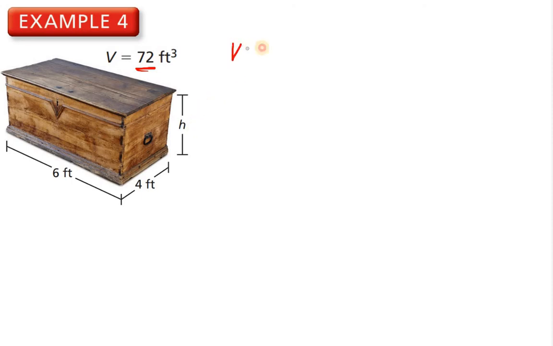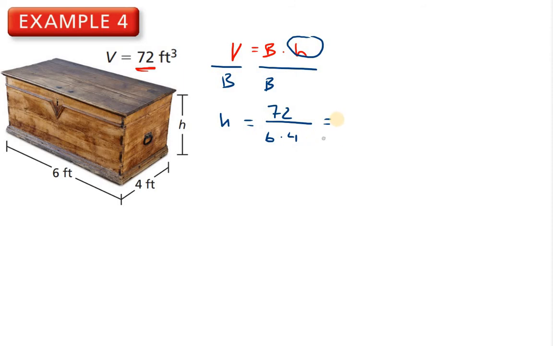So now if we know the volume, remember volume is base times the height. So if we want to find the height, divide both sides by the base to find the height. So the height is going to be the volume, 72, divided by the base, which is 6 times 4. 6 times 4 is 24. So 72 divided by 24 would give us 3. So we want a height of 3 feet in order to get a volume of 72.